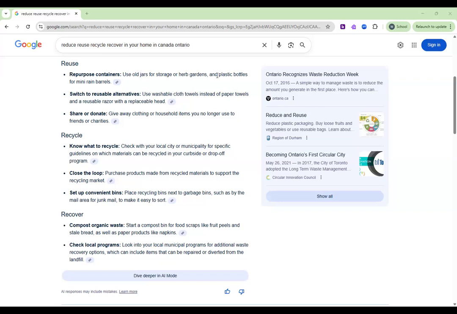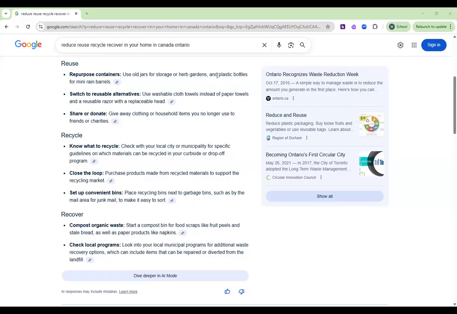Okay, collection. Let's see what it says here. Okay, that's curbside pickup. There's blue box. So that's not talking about what I'm talking about. That's garbage and recycling.